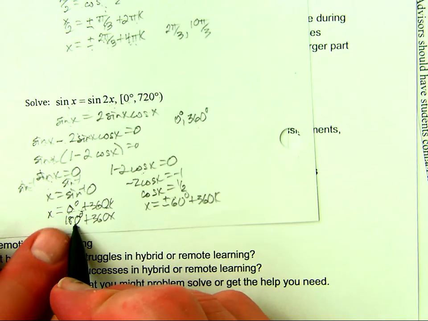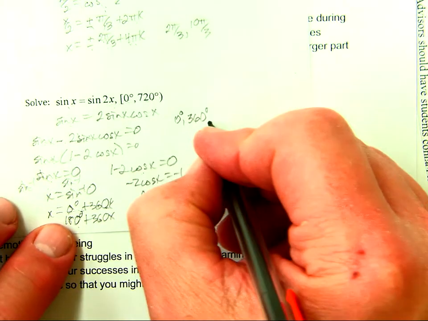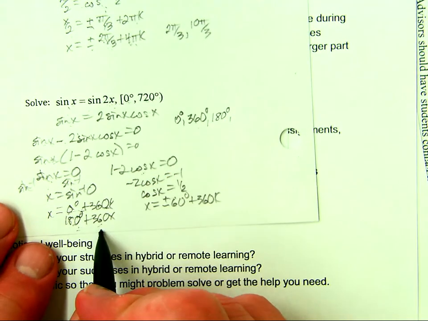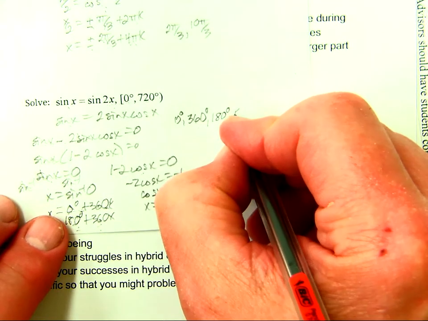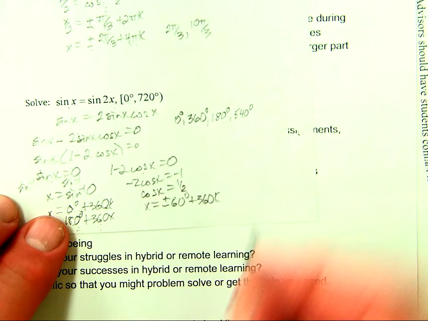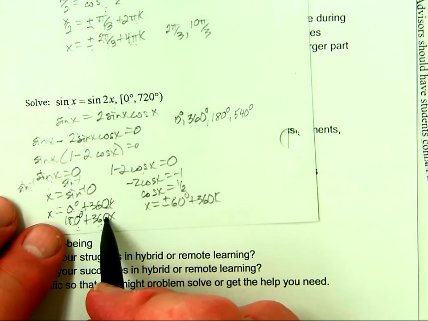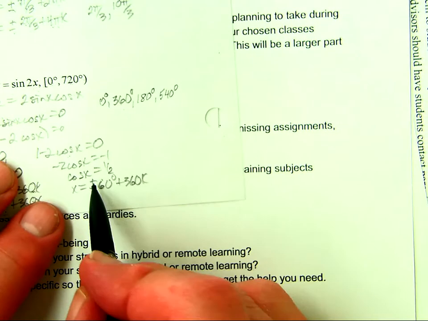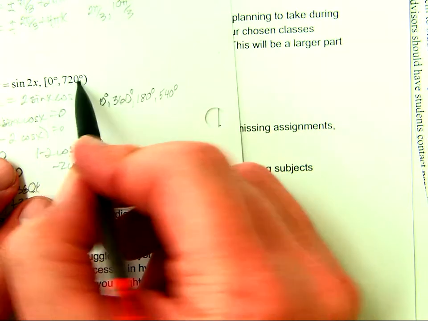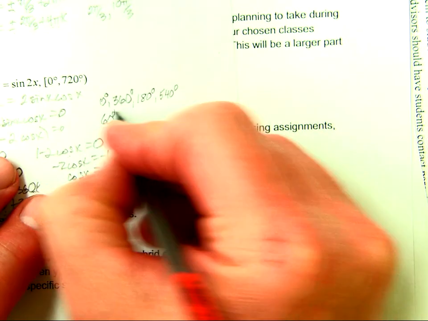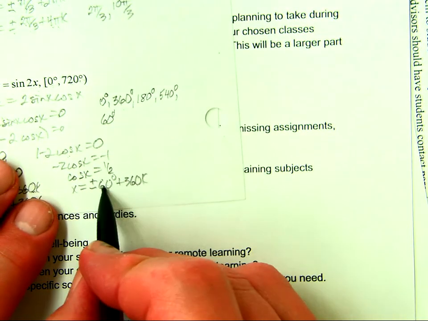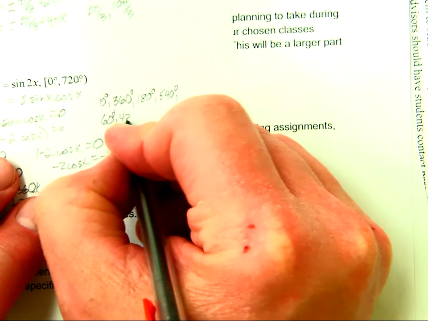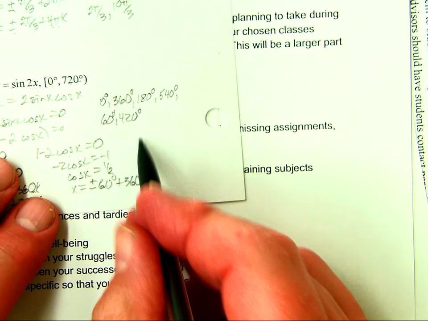Let's go down to this one, 180. Is that between there? Sure, 180. How about if we add 360? 540? Yep, that's in there too. Add 360 again, 900, too big. All right, let's go to this one, 60 degrees. Does that fit? Yeah, 60 is between there. How about if we add 360? 60 plus 360 is 420. That fits. How about if we add 360 again?